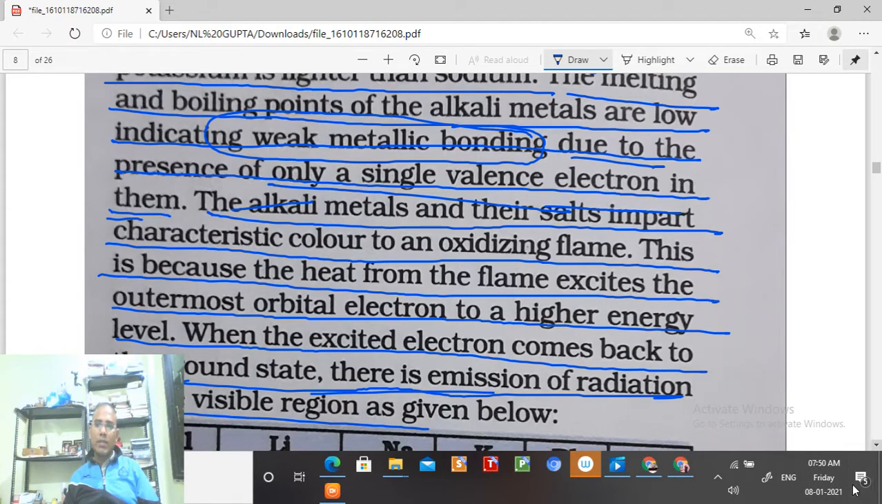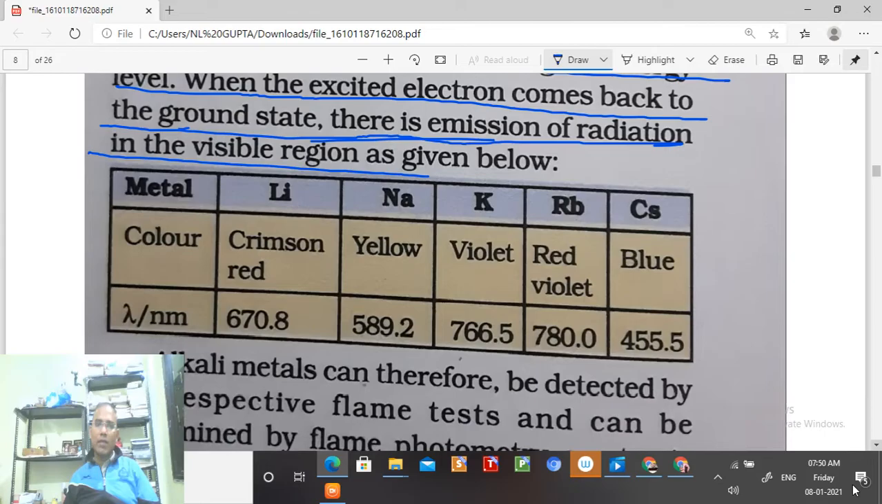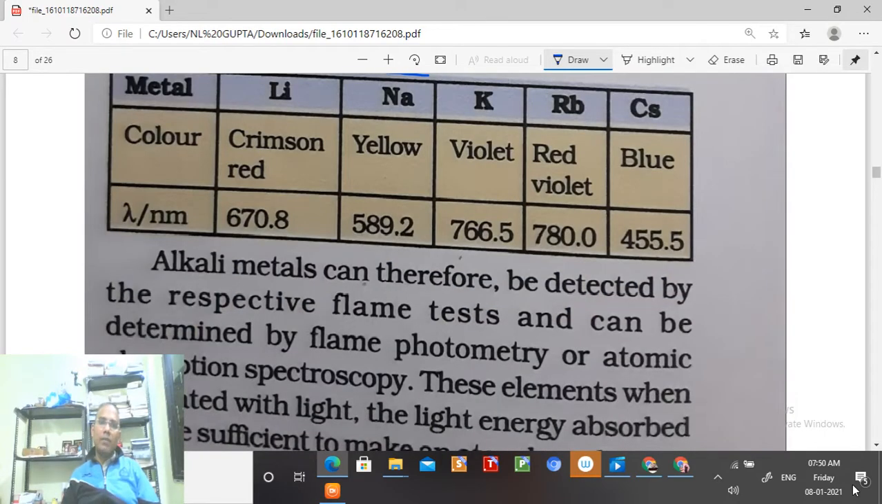So what is the characteristic flame test color they are giving, students? Lithium gives the characteristic flame color of crimson red, and the wavelength is 670.8. Sodium is yellow, potassium is violet, rubidium is red violet, and cesium is blue, students.